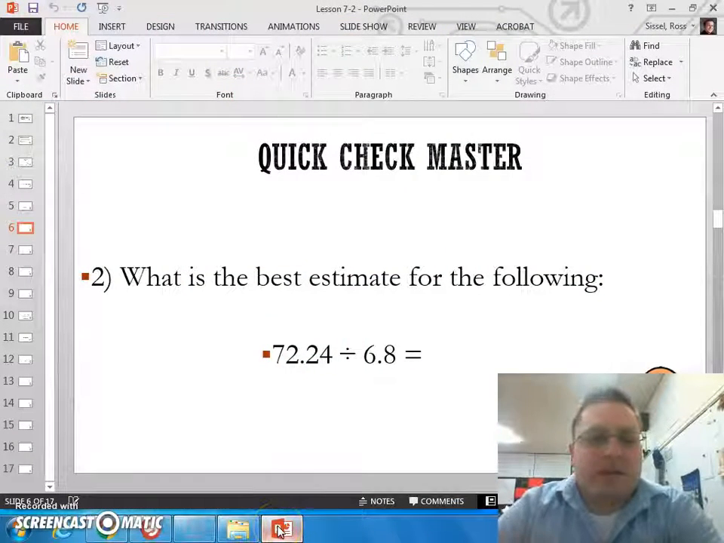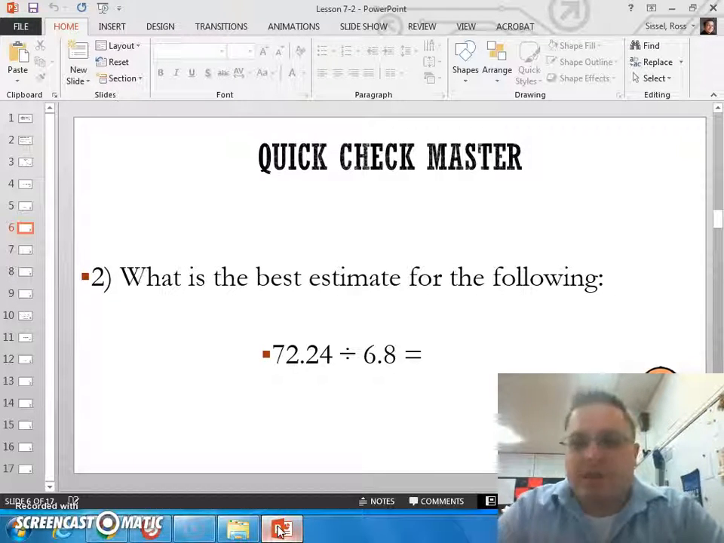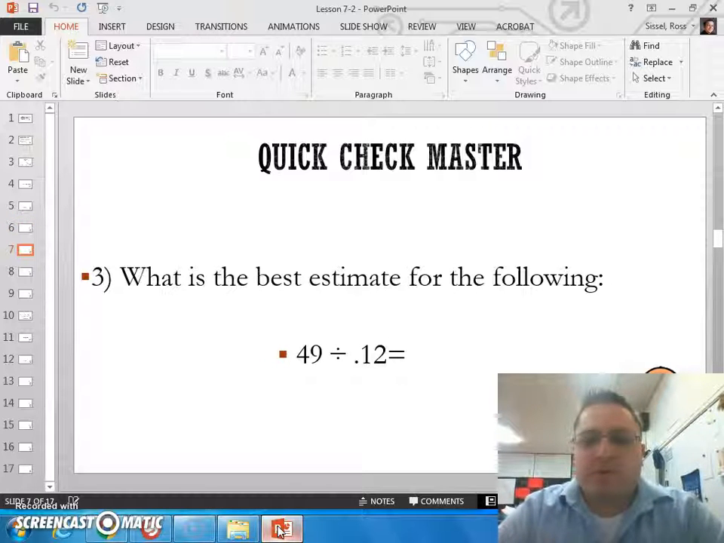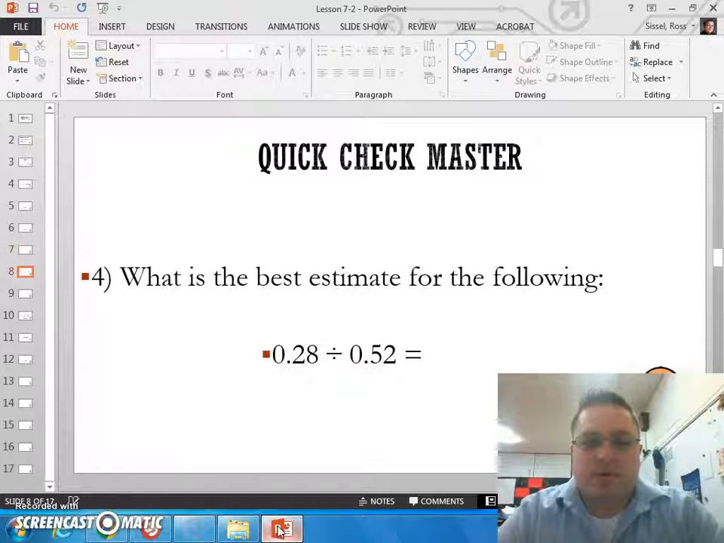Okay, I'm going to ask that you go ahead and practice these next 3 on your own, and I'll check them for you if you'd like. They're also on your Ed puzzle, so you should be able to go back and check your answers. Number 3 was 49 divided by 0.12. Number 4 was 0.28 divided by 0.52. And number 5 was 0.26 divided by 8.25.